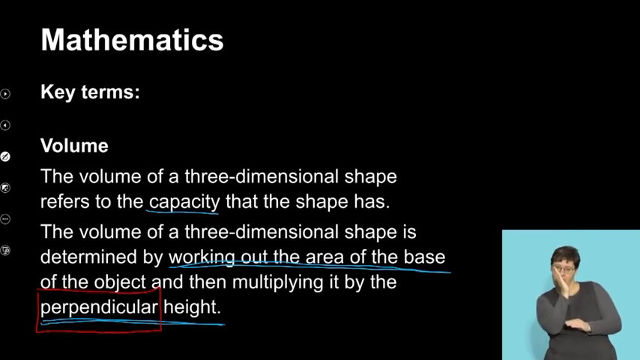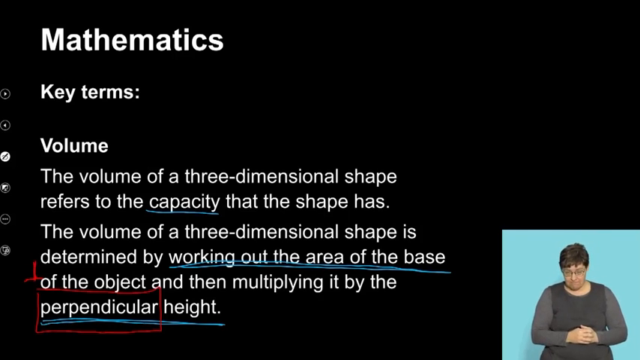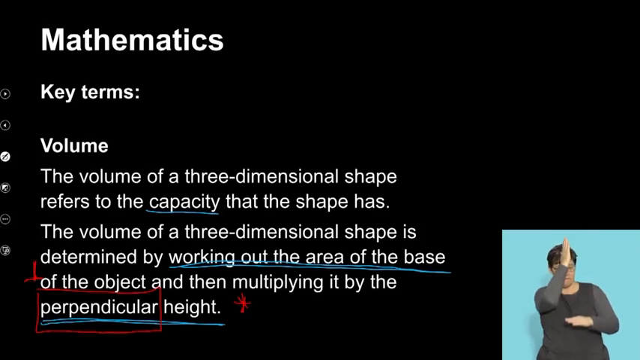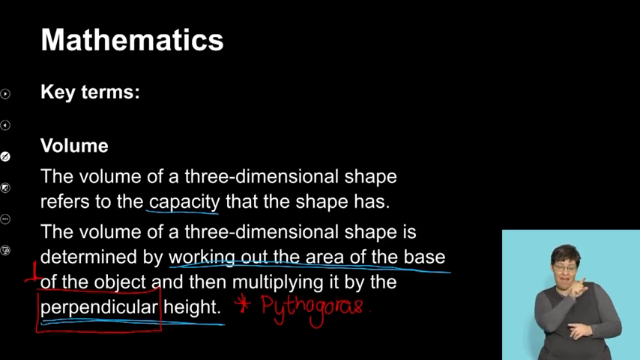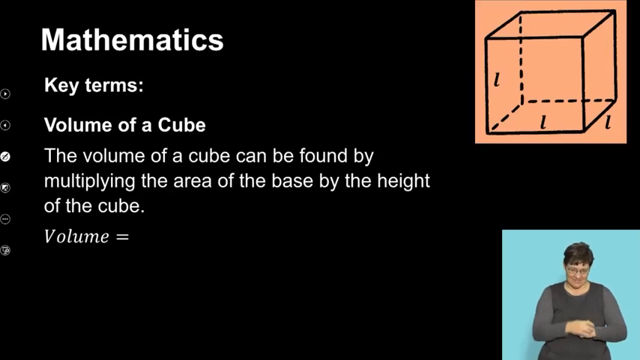So please make sure when you are calculating volume that this calculation is the area of the base times the perpendicular height. Also, just a little note that you might want to say to yourselves is if I'm working with shapes that involve perpendicular sides and 90-degree angles, we must look out for Pythagoras because we know that Pythagoras is common when we are working with right angles. Great, let's go to the next slide.